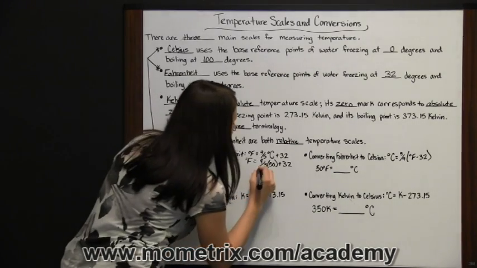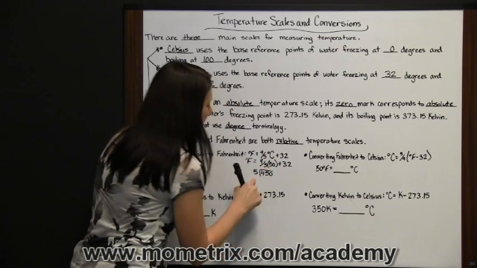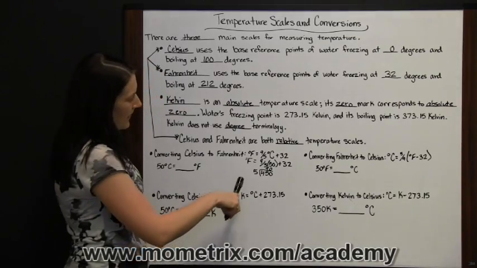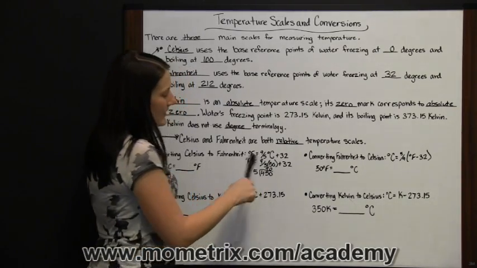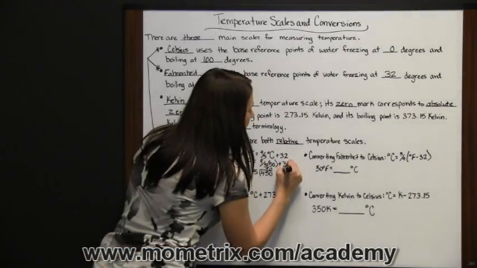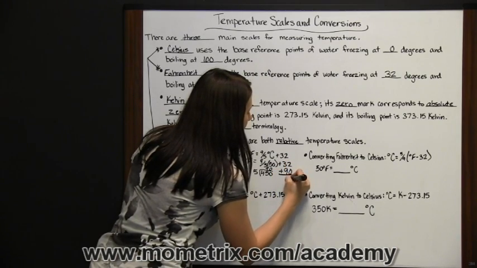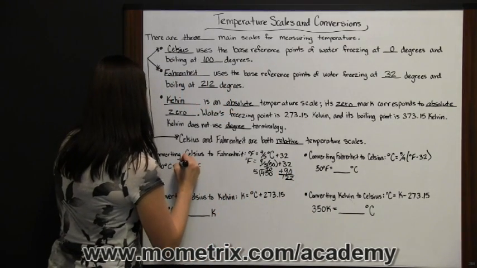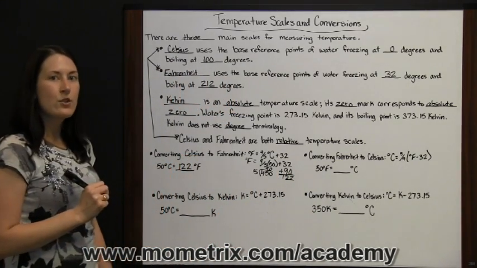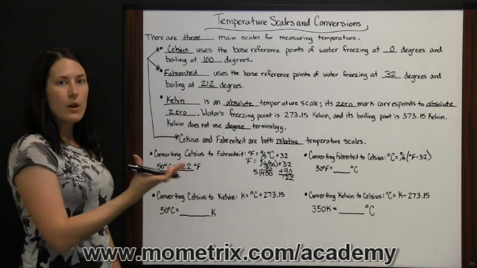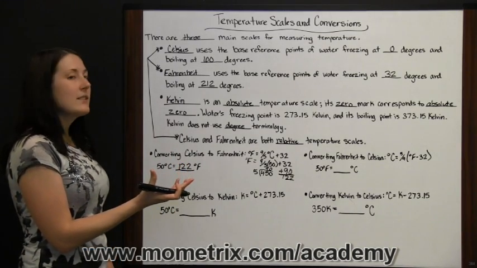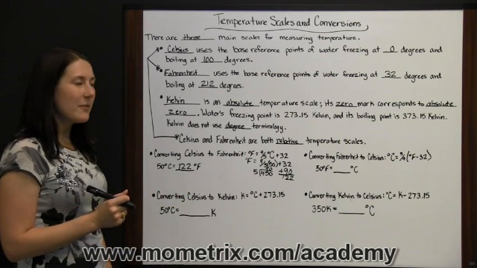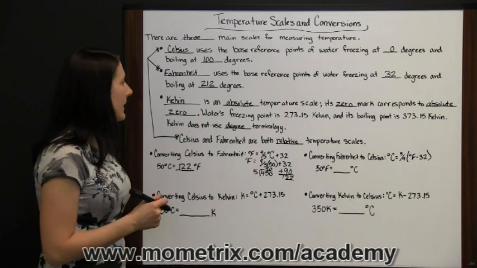And then we have to divide by 5. Dividing by 5, 5 goes into 45 9 times, and we can carry that 0 up there. So 9/5 times 50 is 90, and we need to add that to our 32. 2 plus 0 is 2, 9 plus 3 is 12. So 50 degrees Celsius equals 122 degrees Fahrenheit. So if you were to hold something that was 50 degrees Celsius, it would also be 122 degrees Fahrenheit. And you probably wouldn't want to be holding it because that would be pretty warm.